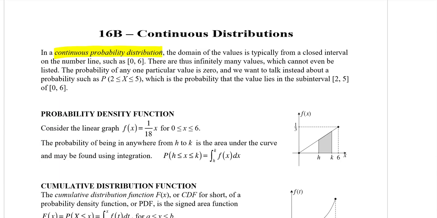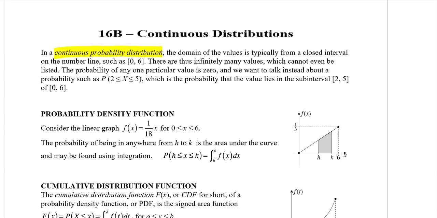So we're talking about whole numbers. What are the possibilities when you roll a dice? We're talking about whole numbers, 1, 2, 3, 4, 5, 6. But on a continuous scale, you have all those decimal numbers in between, which is why there is an infinite number of values that you could have between 0 and 6. The probability of any one particular value is 0.